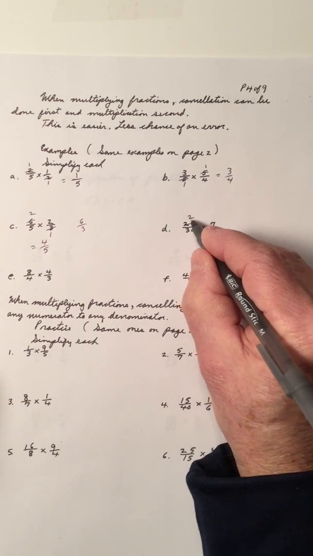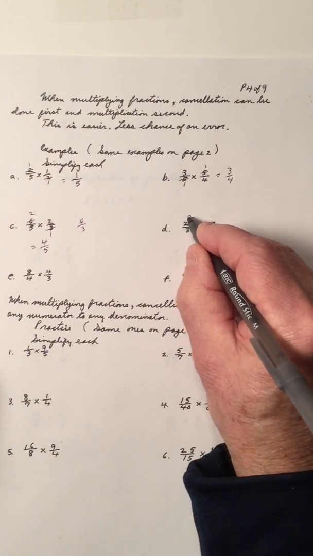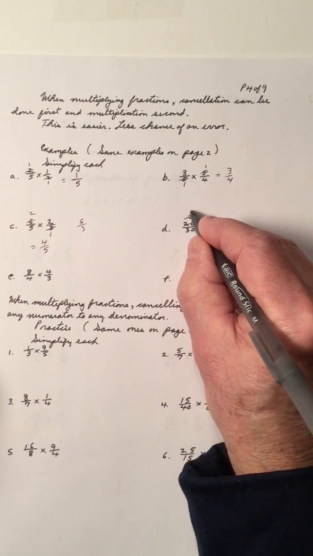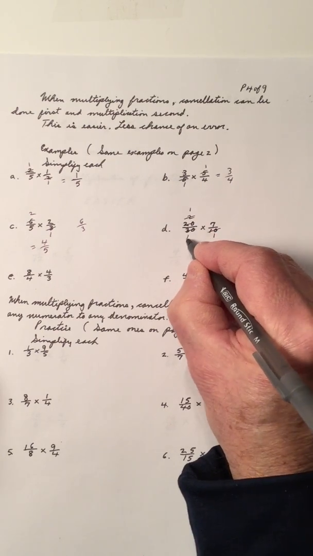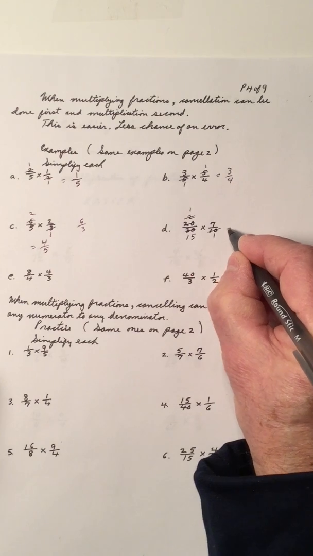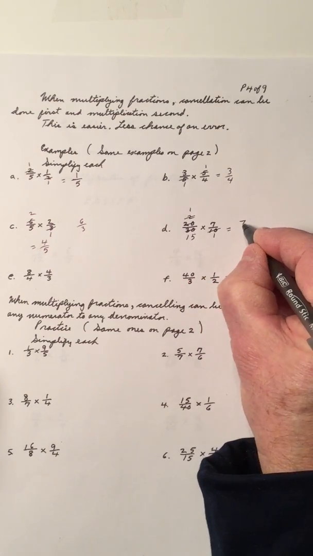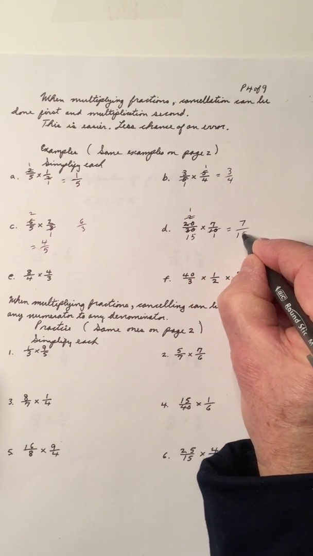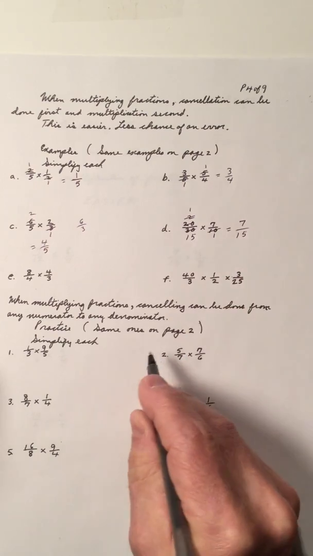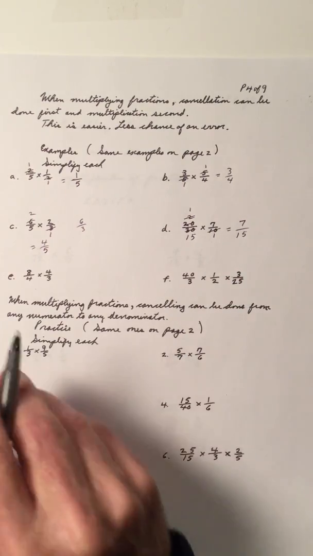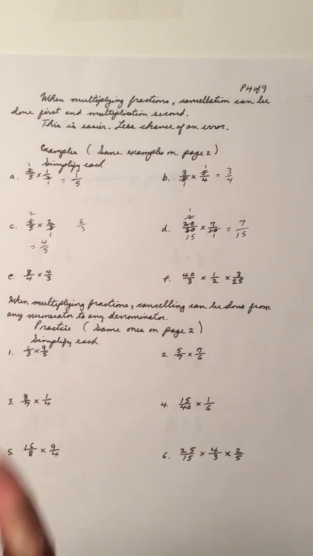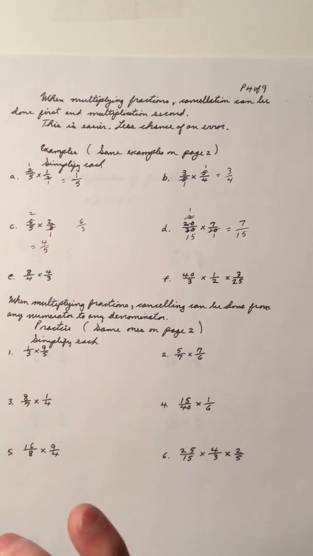Now we did it this way. We can go 2 and 30. 2 into 2 once, 2 into 30 goes 15. And notice 1 times 7 is 7. 1 times 15 is 15. 7 is prime, so it can't go any lower. You can cancel anywhere from top to bottom, numerator to denominator, if you're multiplying.